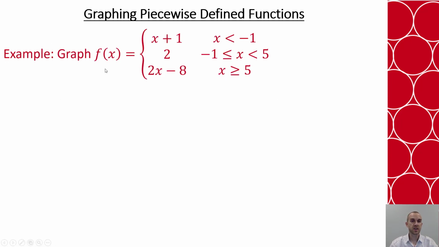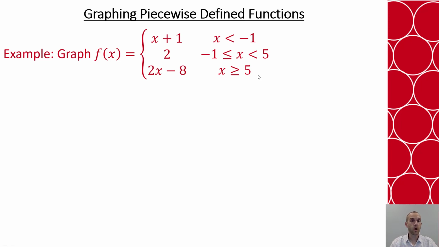So first one, here we have a piecewise function. We've got x plus 1 when x is less than -1. y equals 2 when x is between -1 and less than 5. And then it's 2x minus 8 when x is greater than or equal to 5. So everything beyond that point.